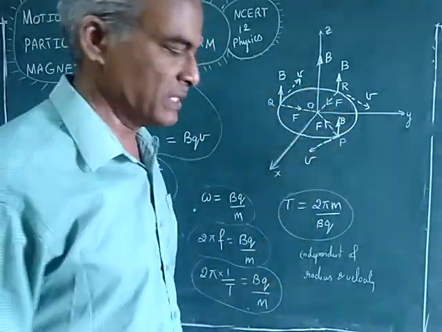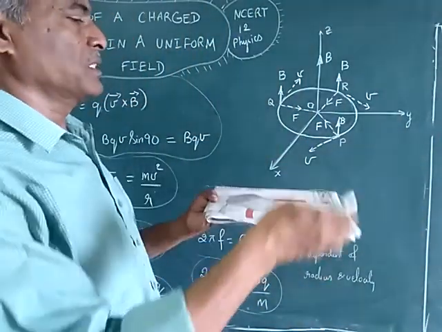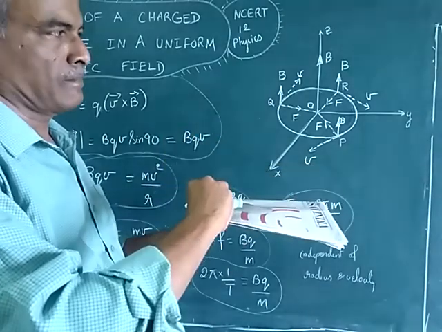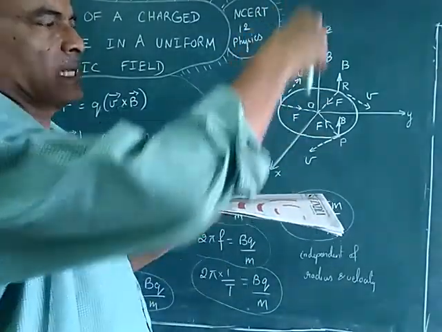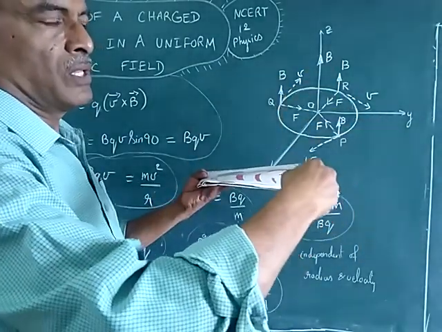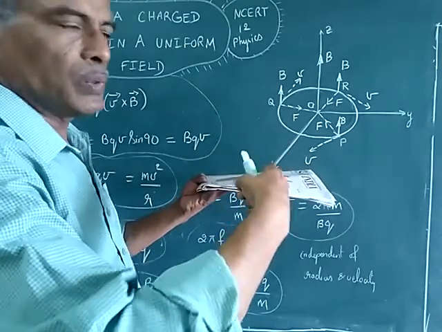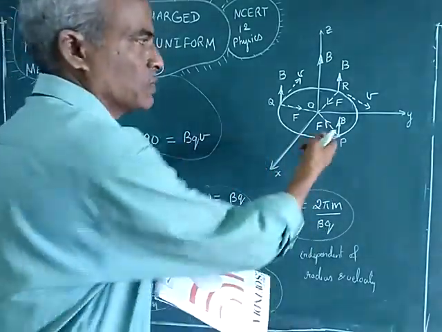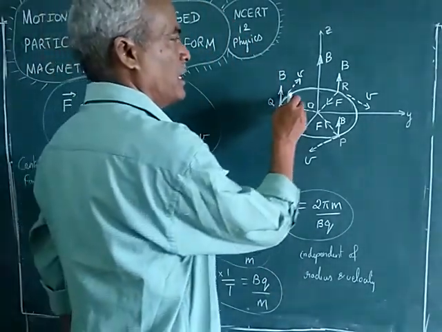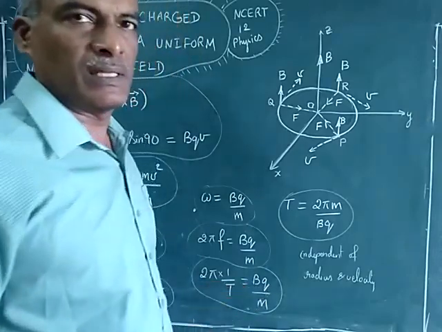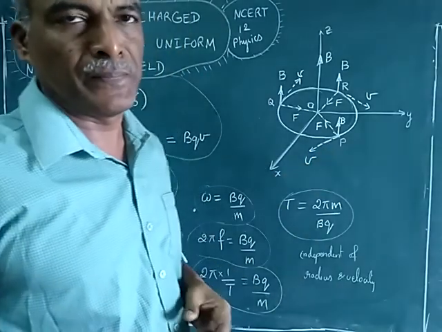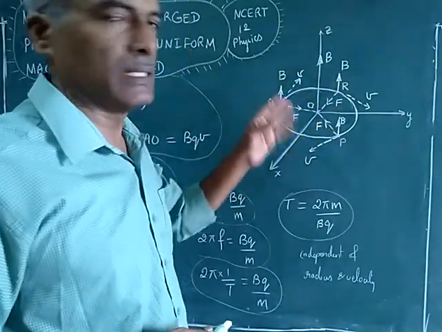Therefore, F goes inside. Take the point P: the magnetic field is here and the velocity is in this direction. So V cross B means V is heading towards B, so you make a clockwise rotation. If you rotate a screw clockwise, it will go inside. That is the resultant, so the force will go inside. Likewise, if you check for any point on this circle, the resultant force will be towards the center. Any point on the circle.